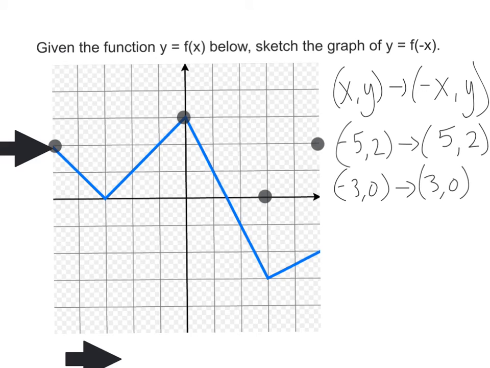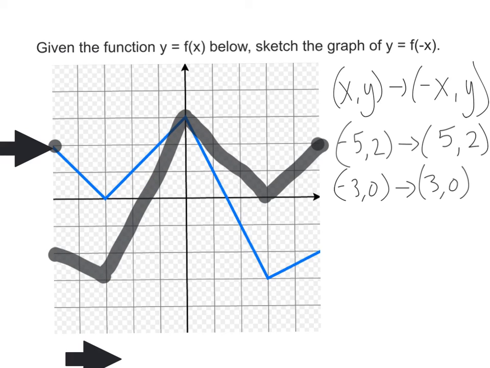I just did something wrong, did I? Let's get rid of that. I should have been at -3, -3. And then the next one is going to be at -5 and -2. So the graph looks like that. That's the reflection in the y-axis.